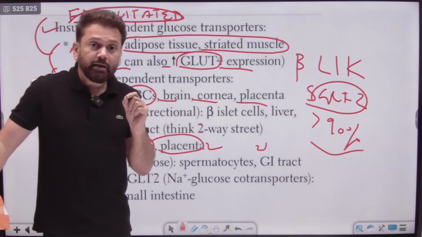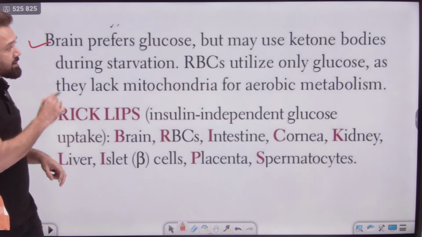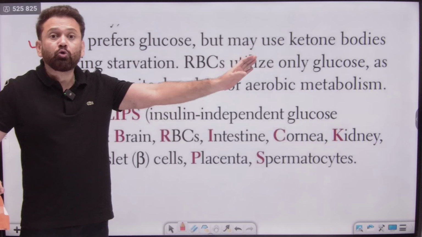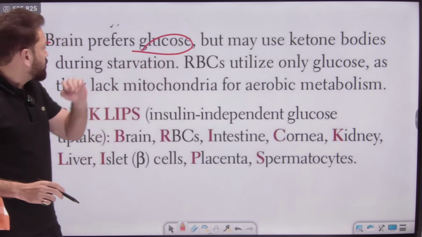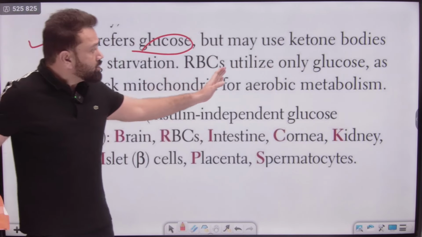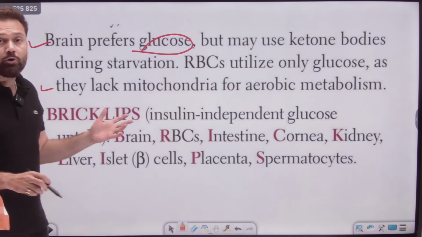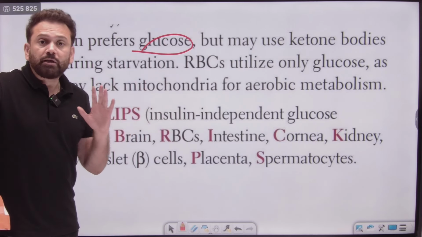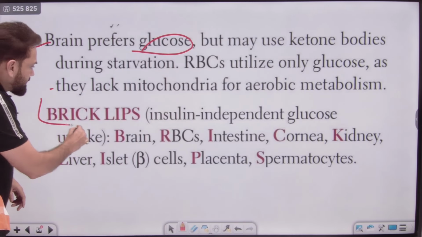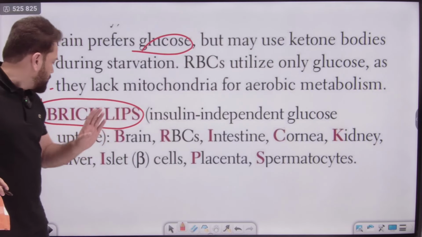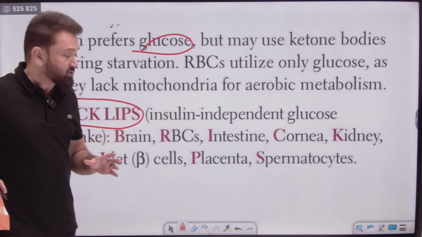Insulin receptor, insulin resistance: this topic is very important. The next point to remember in this topic is that the brain prefers glucose but may use ketone bodies. Again, one of the most important points: they prefer glucose but can use ketone bodies during starvation. But RBCs utilize only glucose, as they lack mitochondria and nucleus for aerobic metabolism. So they definitely use glucose. Now there is a mnemonic, BRICK LIPS. These are insulin independent glucose uptake. So what are the organs which can utilize glucose even without the presence of insulin?